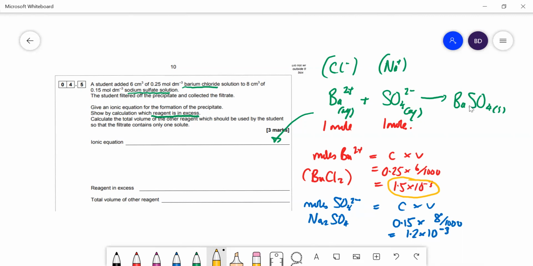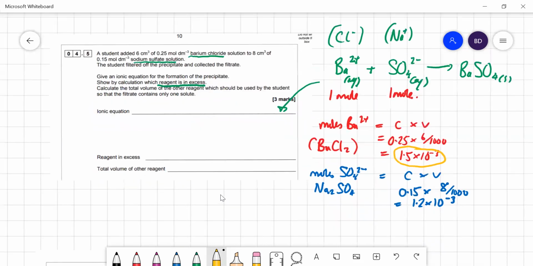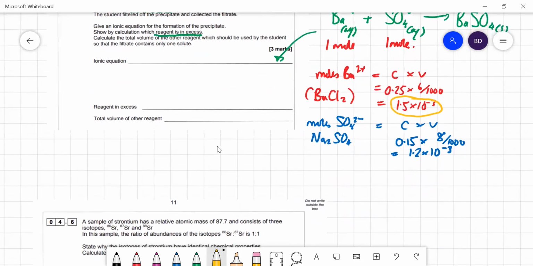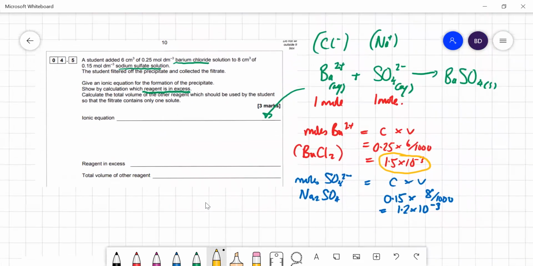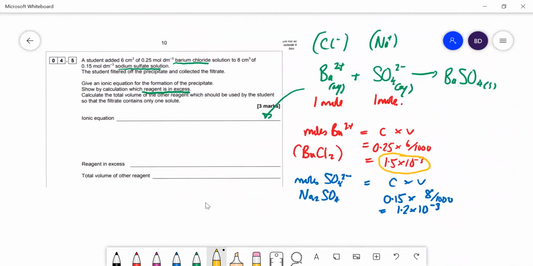Right, the next bit of this question, I think it says how much of the sodium sulfate you need to add in order that it is, okay. So calculate the total volume of the other reagent. In other words, this is the sodium sulfate we should use in order to make sure that it all reacts. If the filtrate only contains 1 solute, that means there are no soluble barium ions, there are no soluble sulfate ions. You've only got sodium chloride. So you've got to make sure they're reacting in a 1-to-1 ratio.